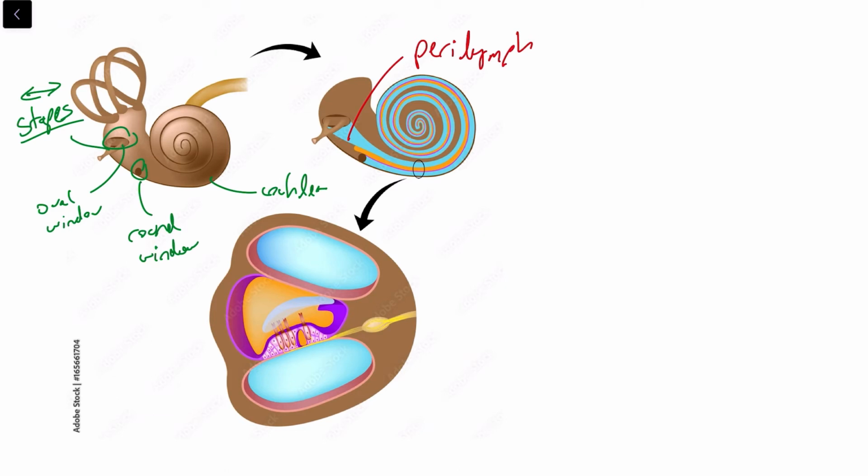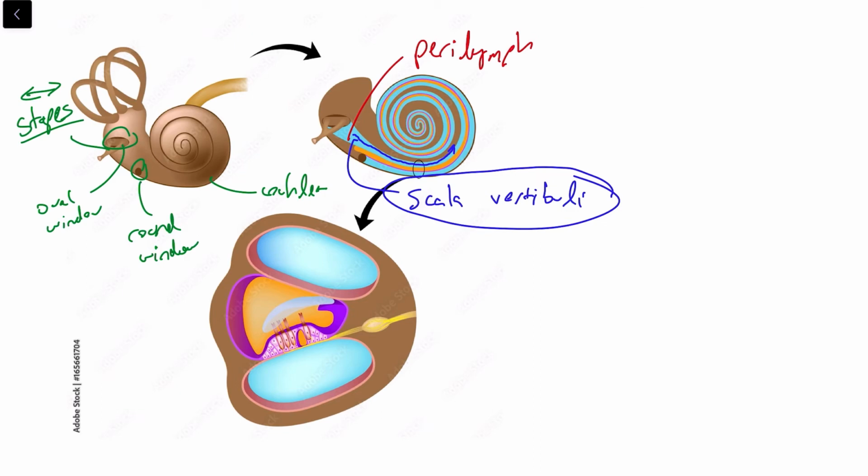And specifically, this blue structure that we're looking at is going to go down here and swirl around. This is what is referred to as the scala vestibuli. So perilymph, this is the fluid, the ear juice, so to speak, is going back and forth, and it's traveling down the scala vestibuli.